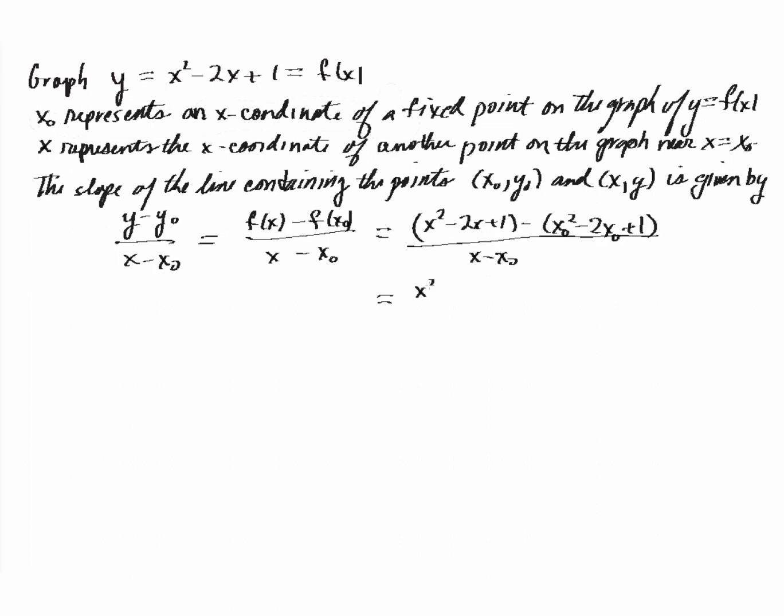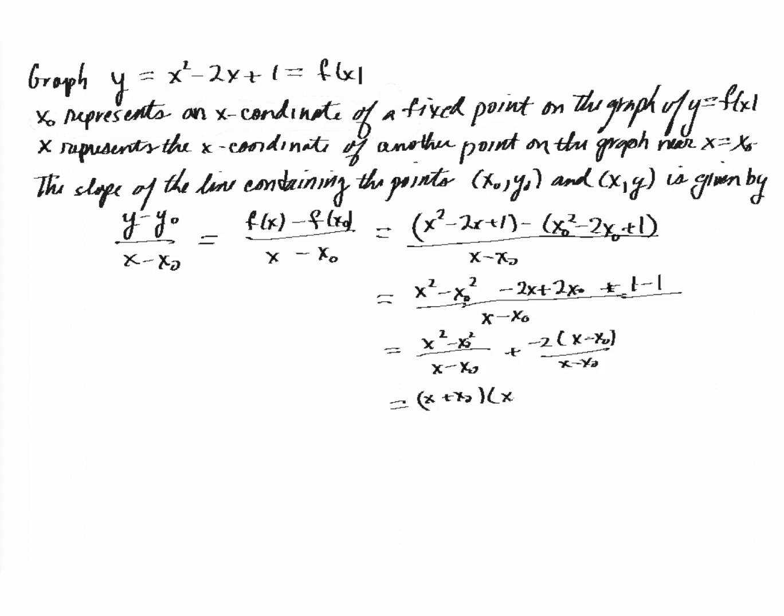Now we have some algebra to do. We need to gather together the like powers of x in the numerator, and then I'm going to separate the fraction into two pieces that I can easily reduce. Our formula simplifies to just x plus x sub 0 minus 2.